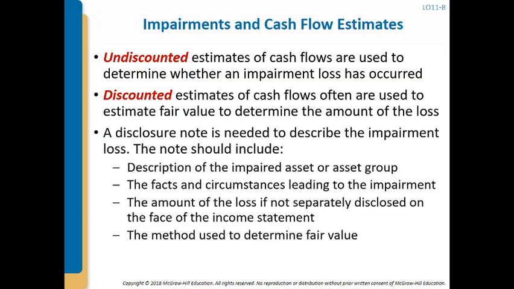And again, as we've seen before, you have to disclose in a note describing the impairment loss. It should include the description of the impaired asset or asset group, the facts and circumstances leading to the impairment, the amount of the loss if not separately disclosed on the face of the income statement, and the method used to determine fair value.